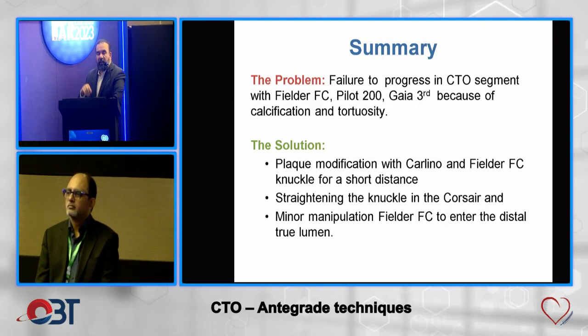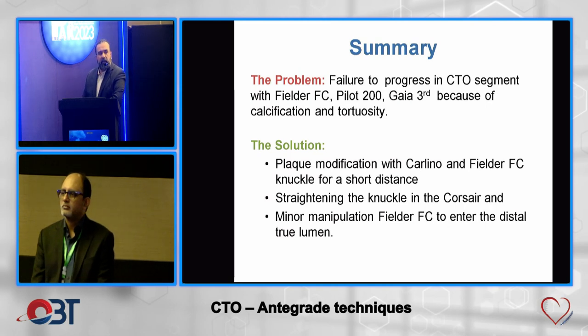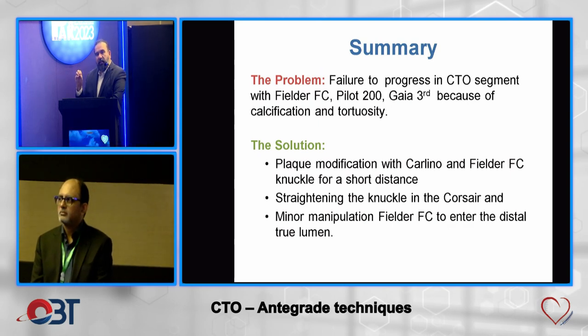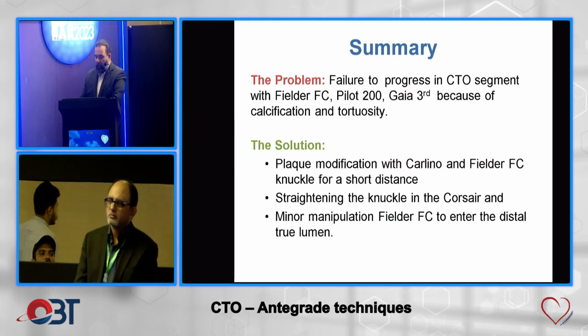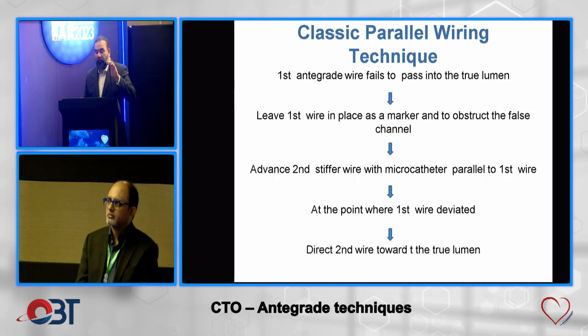What he did was, he didn't try knuckle and go subintimal, or do parallel wiring. What he did, something very interesting, was to identify the plaque architecture and maybe get more plaque modification by doing Carlino. So he did plaque modification, Fielder XC for a short distance, and when the knuckle started moving, he pulled the Fielder FC back, made it straight, and made it go into the true lumen, right? So this is what he did. Something interesting, which I have not done to date, but I think I will.